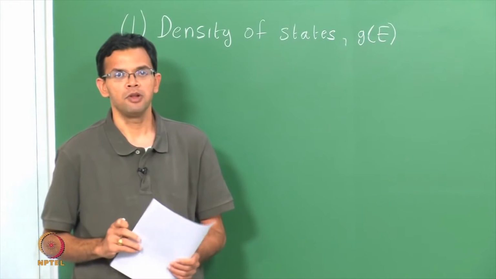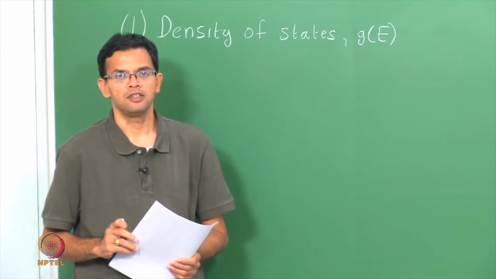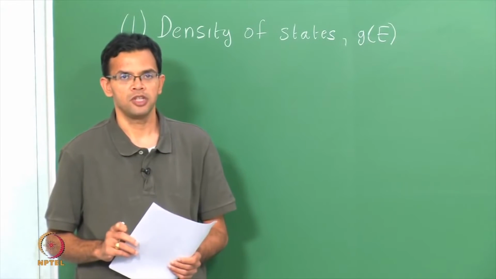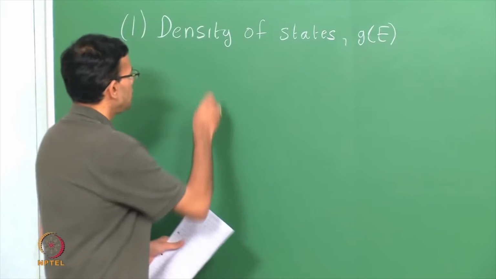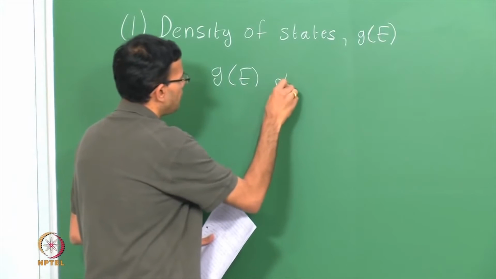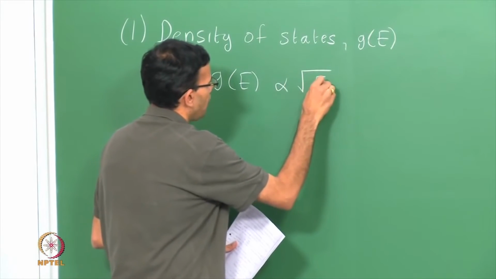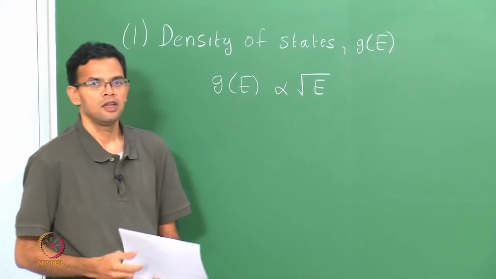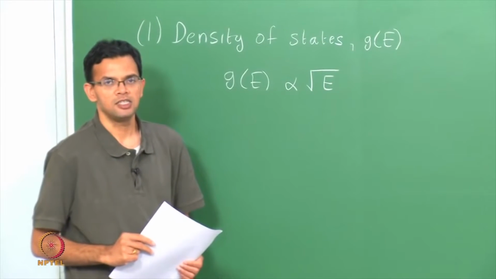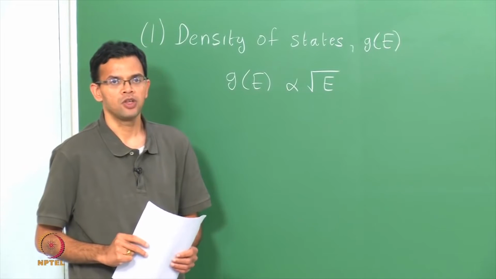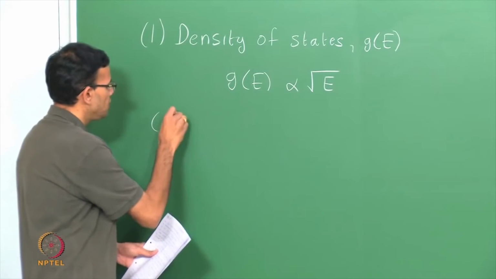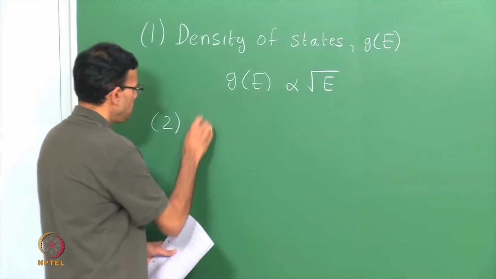We looked at a simple model where we had a solid as a uniform 3-dimensional box with no potential. In such a case, we found that the density of states is directly proportional to the square root of the energy. So, as the energy goes up, the total number of available states for the electrons to occupy also goes up. We also looked at another concept which we call the Fermi function.